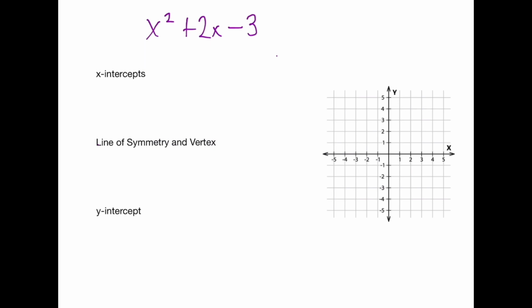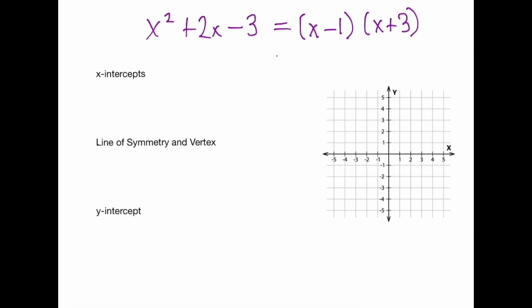We can graph the quadratic function either by factoring or by completing the square. We're going to do one of each. First, we're going to talk about graphing by factoring. When you graph by factoring, you want it to be in factored form. We learned this in a previous lesson. In factored form, x squared plus 2x minus 3 is the same as x minus 1 times x plus 3.